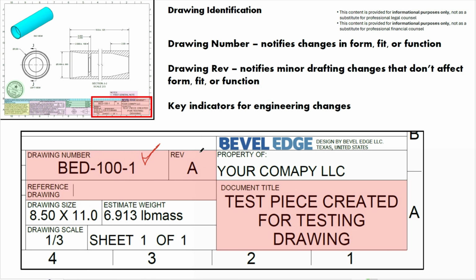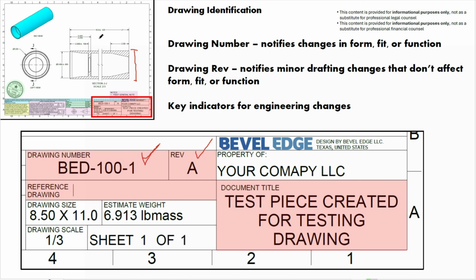Now, the revision letter or revision number of an engineering drawing indicates minor changes in the details of the drawing. For example, maybe there was a dimension missing and we're adding that dimension. When we add that dimension, we're just revising the rev number of the drawing. It didn't change form, fit, or function. It just changed the details inside of here.